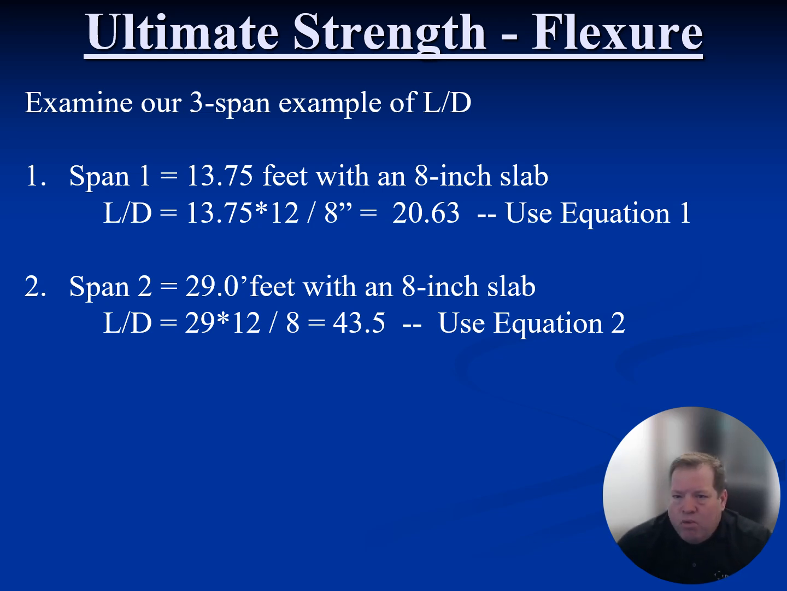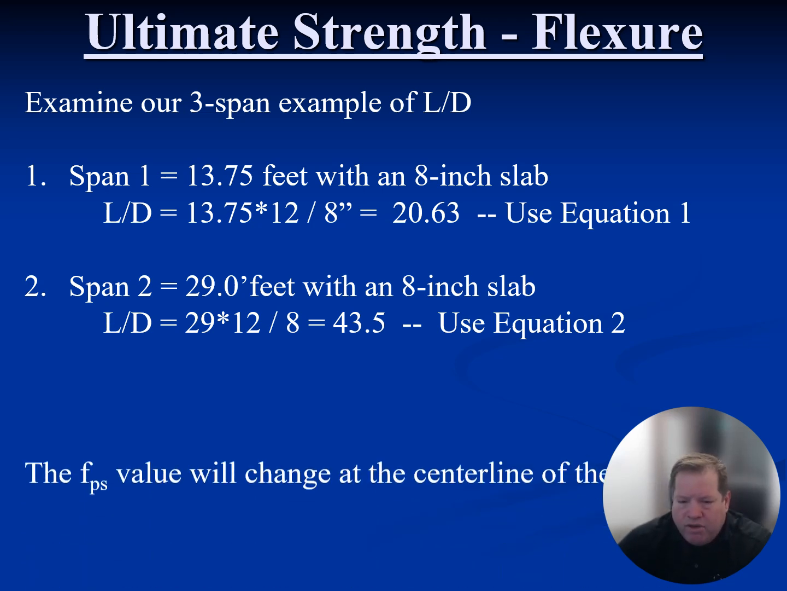So when span 1 and span 2 meet up at the center line of the interior column, you're going to have literally 2 different FPS values depending on what nanometer you are on the center line of the column.